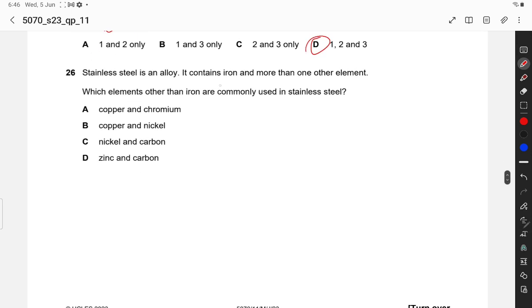Stainless steel is an alloy. It contains iron and more than one other element.